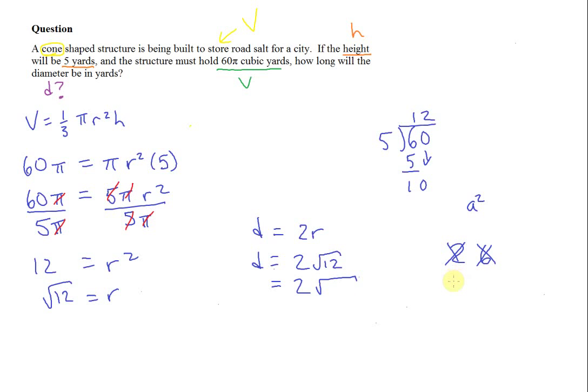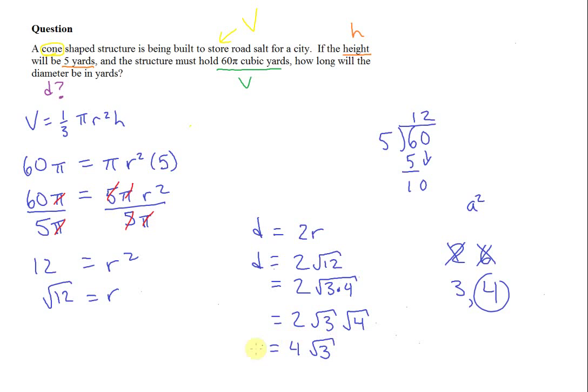We could break up 12 into 3 and 4. Are either of these perfect squares? Yes, the 4 is. So we can do 3 times 4. I did a little dot for multiplication here. Now it is true that the square root of 3 times 4 is equal to the square root of 3 times the square root of 4. And the square root of 4 is equal to 2. So I have 2 times root 3 times 2. So I have a 2 times a 2 is a 4. So now I have a number for the diameter.